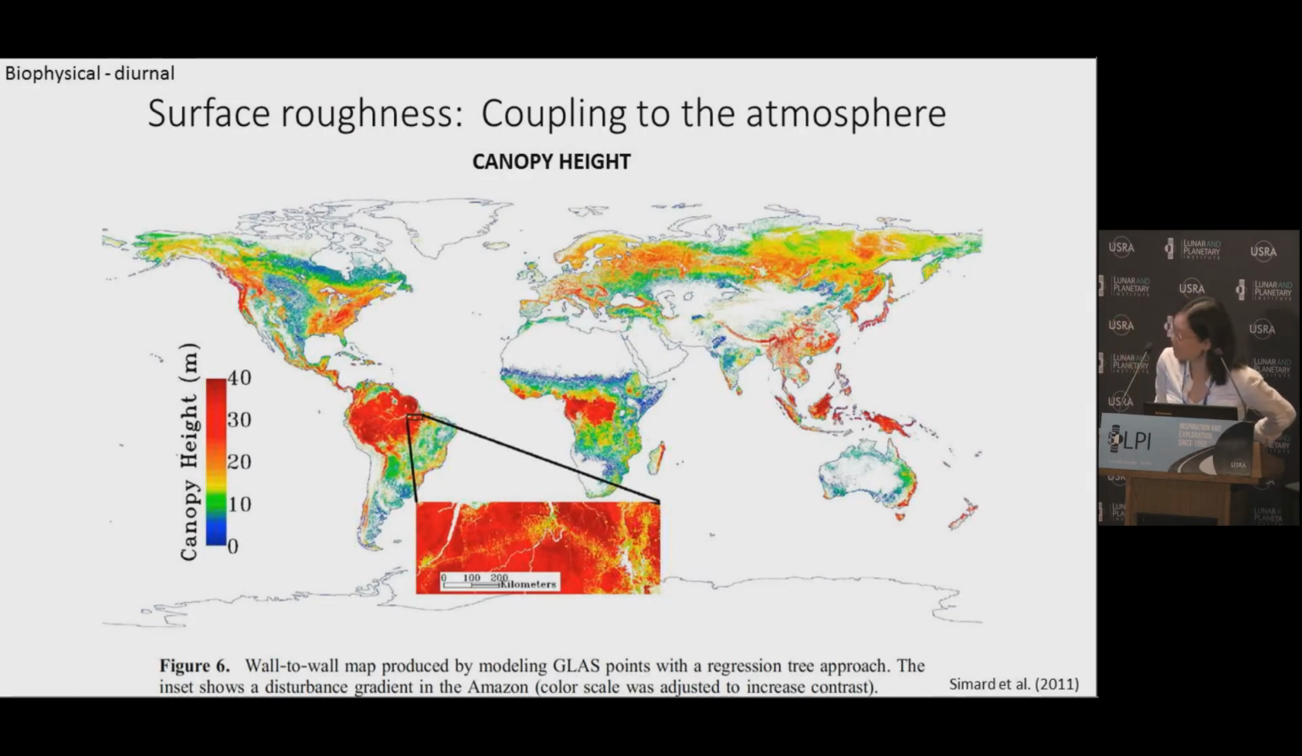Here's a map from also some NASA satellite data, using a LiDAR-based satellite to map vegetation heights. So you can see we've got really tall trees in the Amazon, and other temperate rainforest, and much shorter vegetation in arid regions.